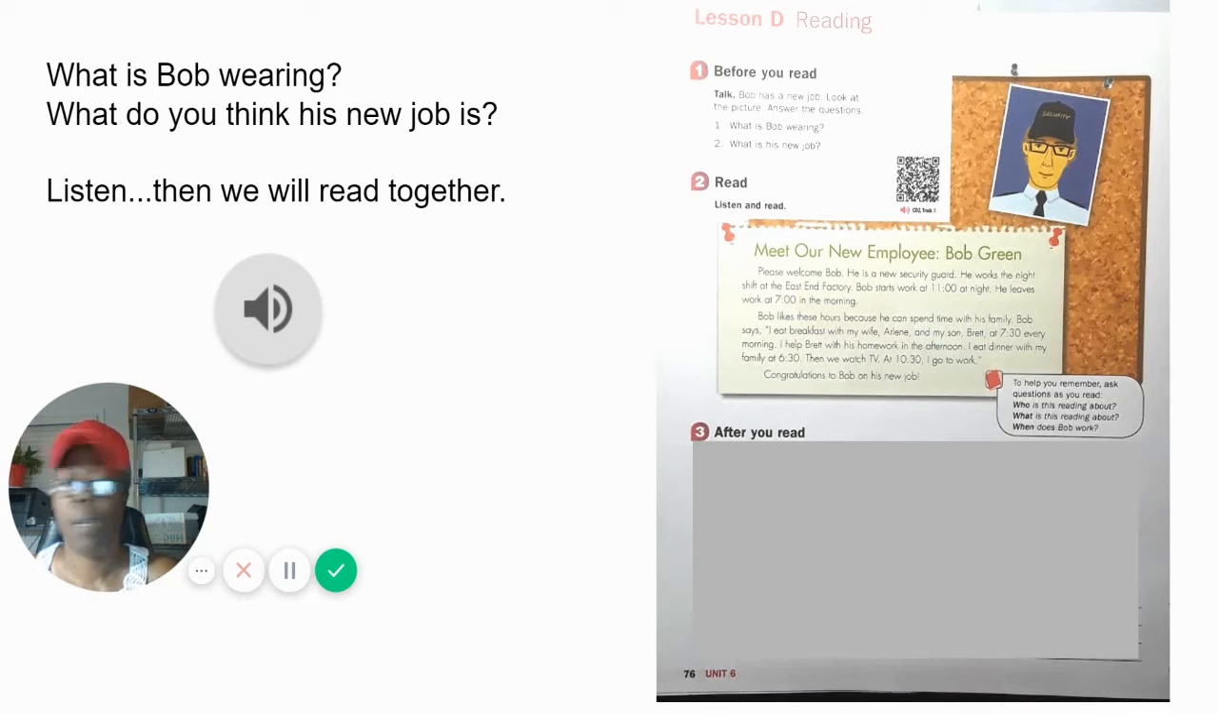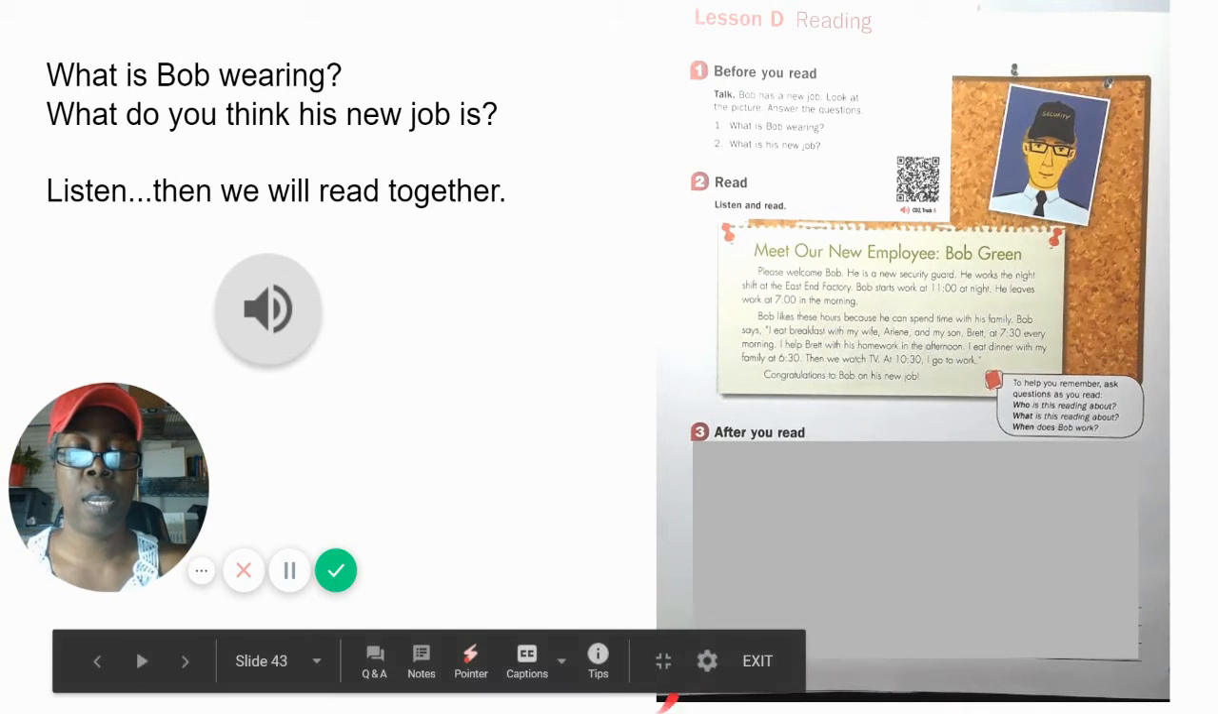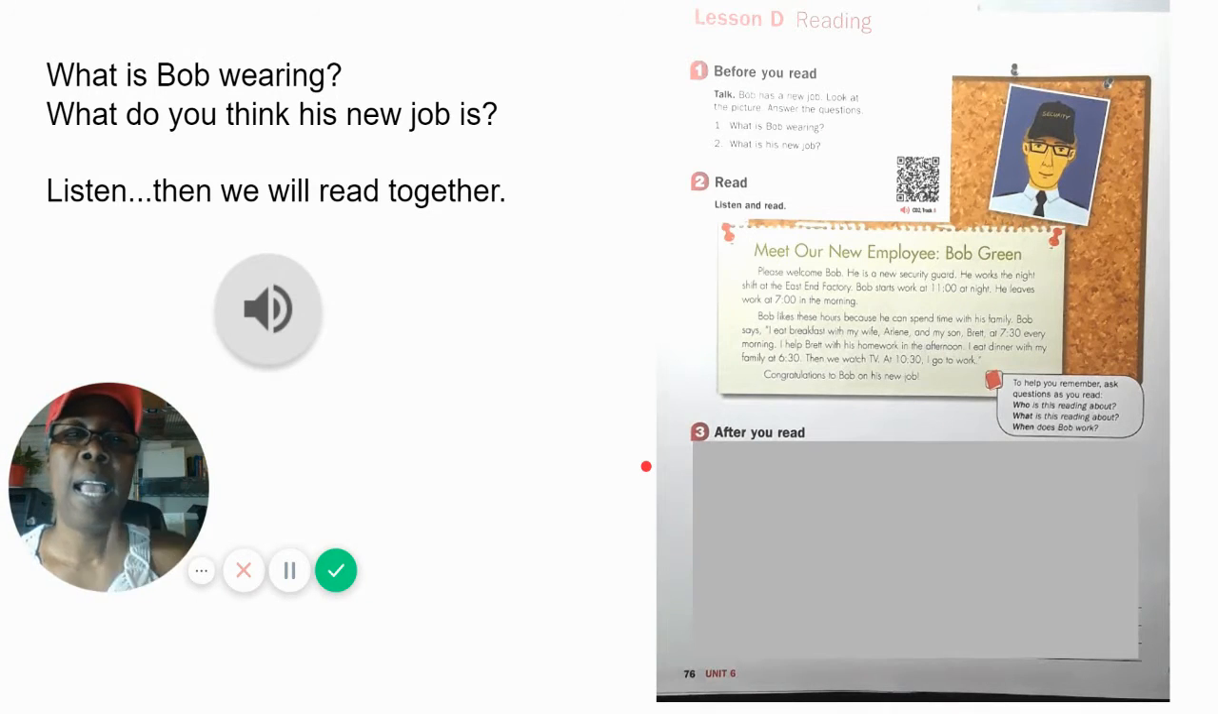Unit 6, we are now on page 76 in your student book. And this lesson is about reading. So we'll be doing quite a bit of reading in this lesson.